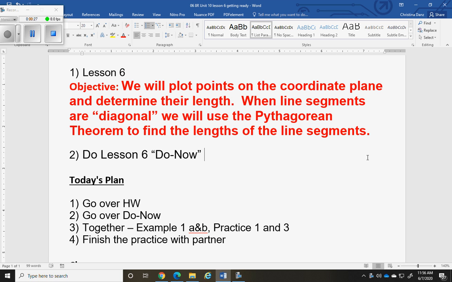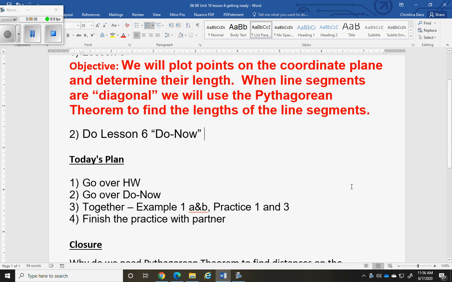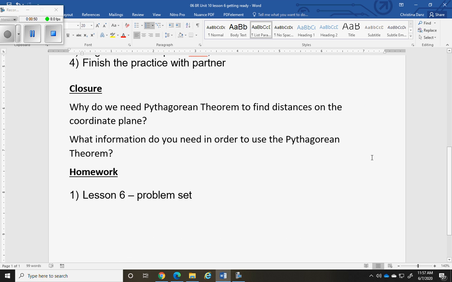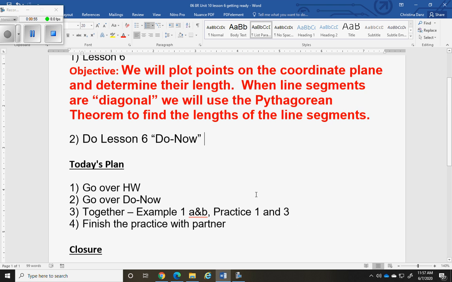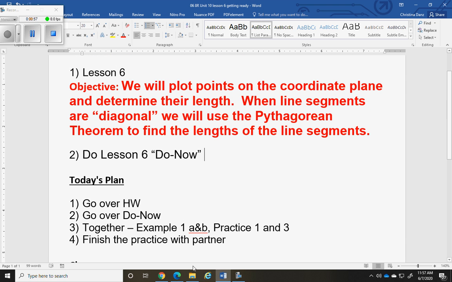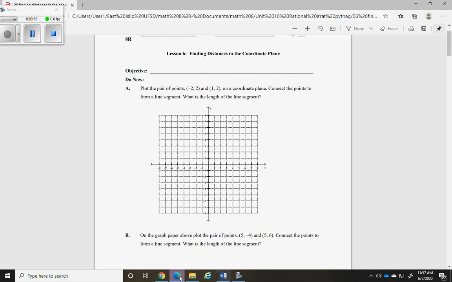So if you could do the do now and then check yours with mine, and you'll see if it's correct. You should check over your homework answers that were sent, and I'll do some of the examples with you, and I'm actually going to ask you to pause the video and you try something and then check your answer with mine, because if we were in school you'd be doing those with your partner, and then you have the homework, which is the problem set. So give the do now a try and then check your answers with me.